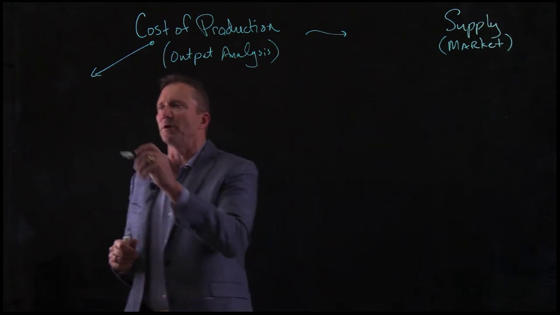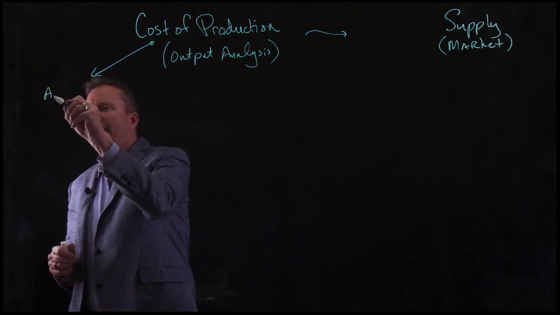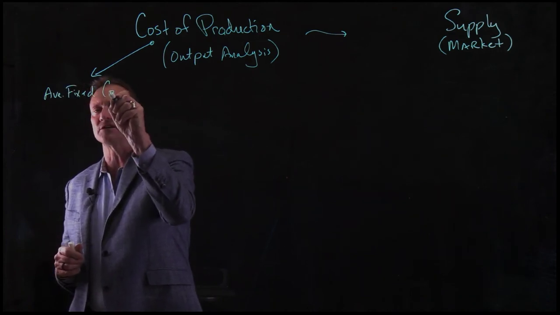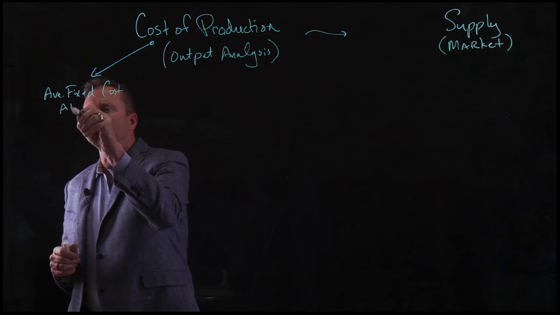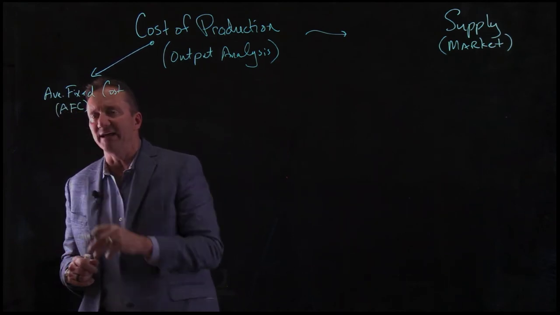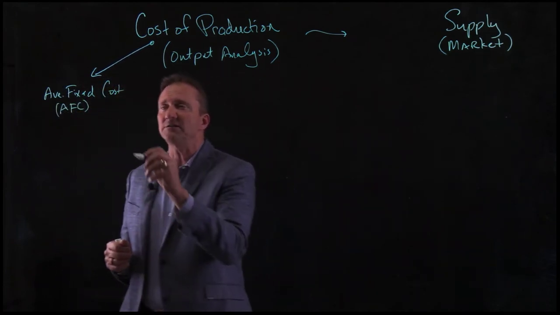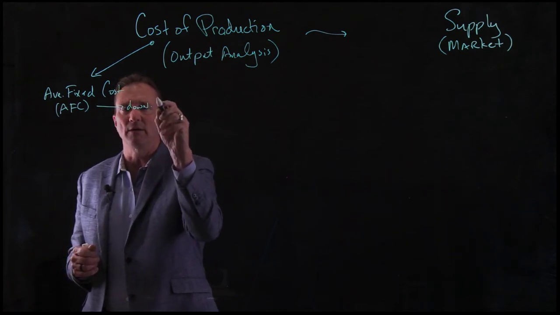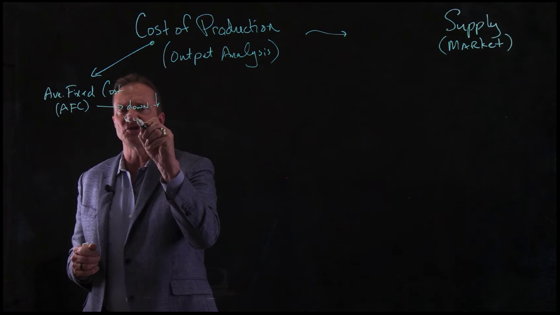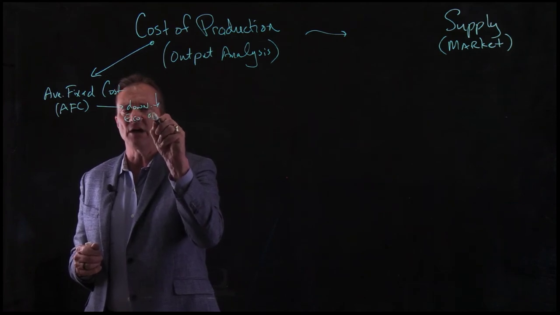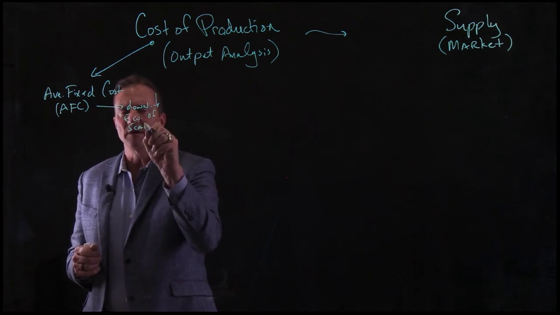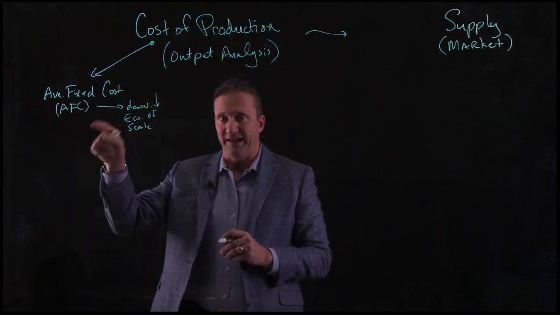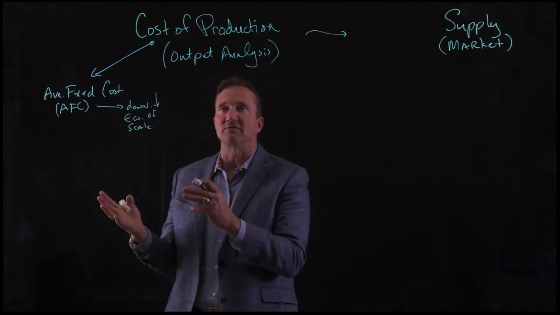All right, well, cost of production is where we learned a little bit about something called average fixed cost, AFC. Now, average fixed cost really just went down as we produce more. It really kind of shared with us economies of scale, meaning that as we produce more, the fixed cost per unit, the average, drops. And that's what we learned from that.